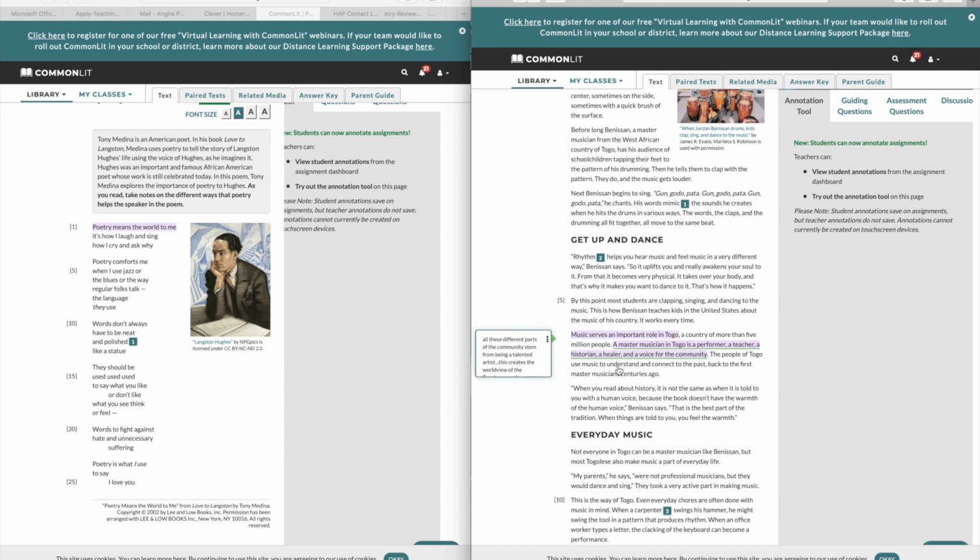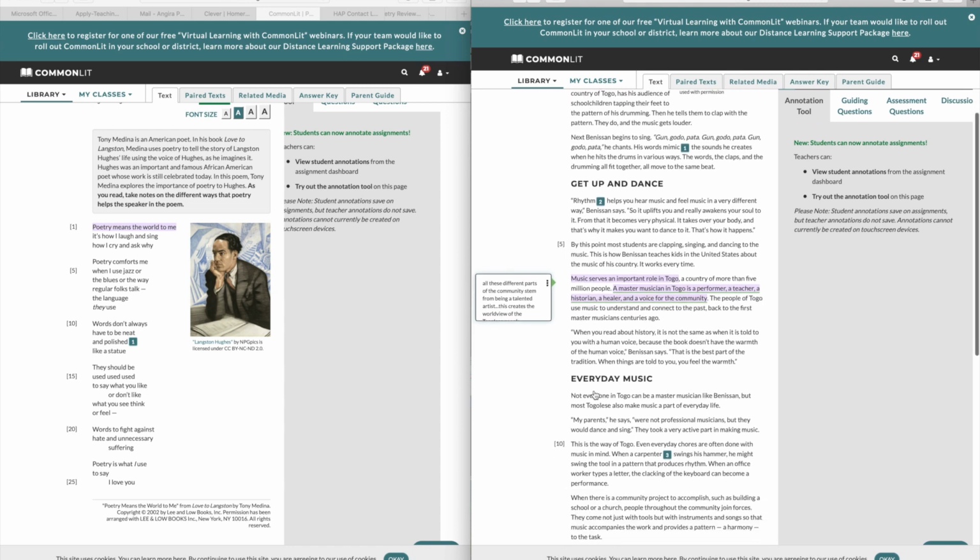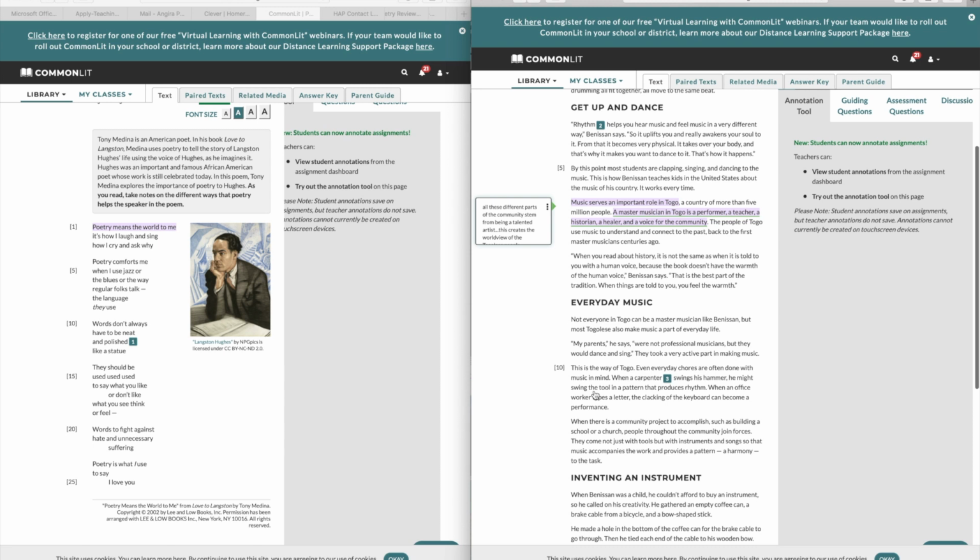The people of Togo use music to understand and connect to the past. Ooh. Back to the first master musician centuries ago. When you read about history, it's not the same as when it's told with a human voice, because the book doesn't have the warmth of the human voice. That's the best part of the tradition. When things are told, you feel the warmth.